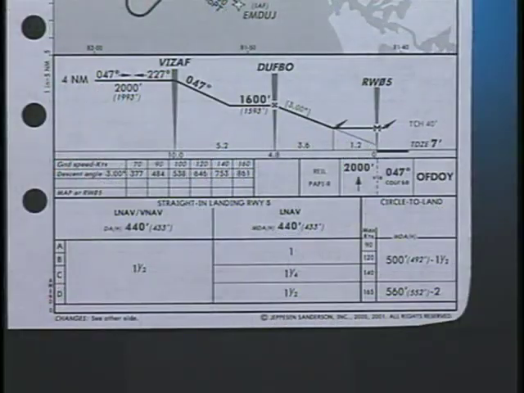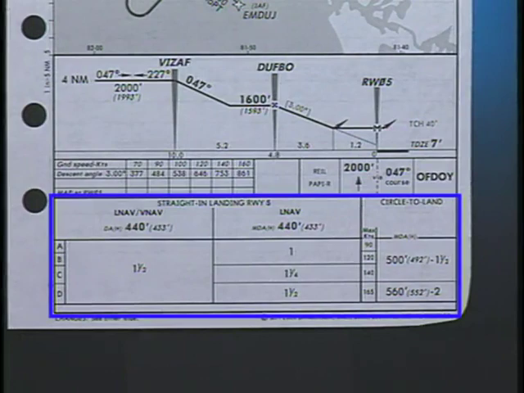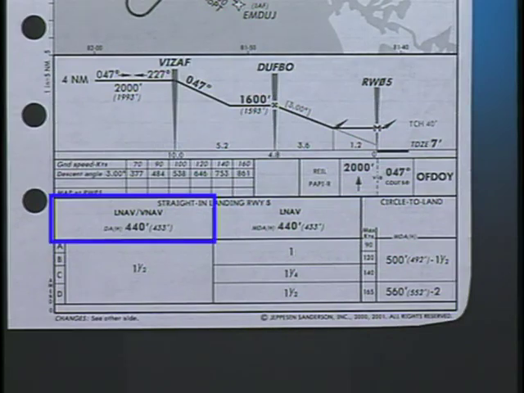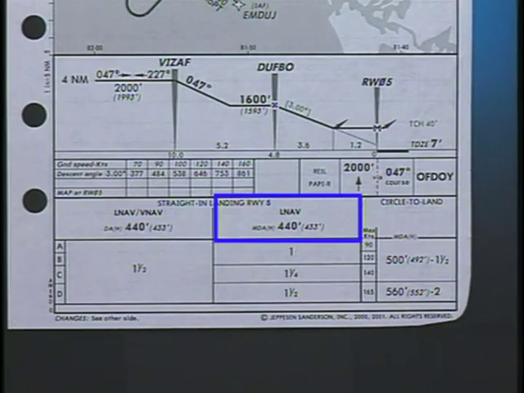The last major difference you will find on RNAV charts is a new descent minimum format and new terminology. The new RNAV chart format may include as many as 3 approach minima: LNAV/VNAV, LNAV, and circling.